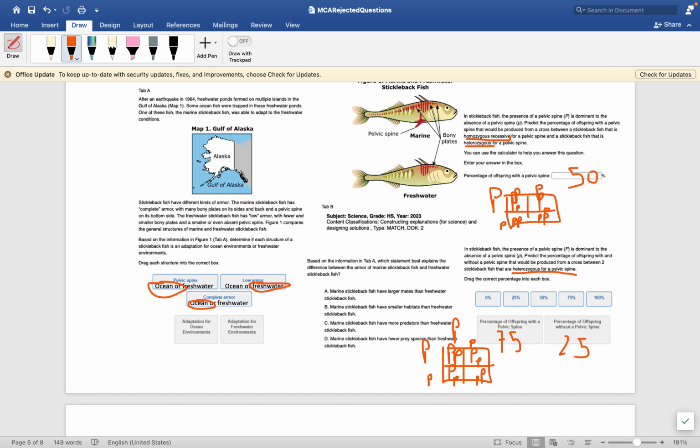Oh my gosh, we're gonna make it. Final page. Woo-hoo.